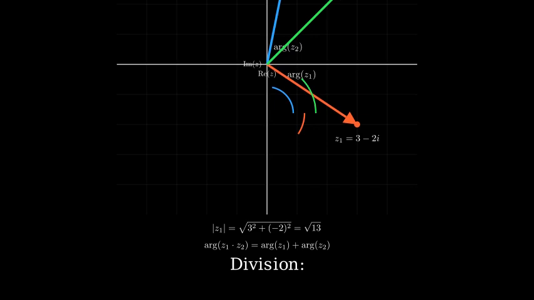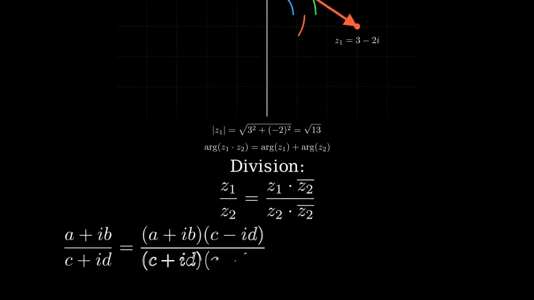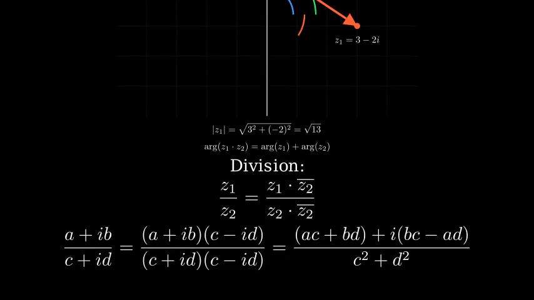Now, let's look at division of complex numbers. To divide one complex number by another, we multiply both the numerator and denominator by the complex conjugate of the denominator. This gives us (a + ib)/(c + id) equals the fraction with numerator (ac + bd) + i(bc - ad), and denominator c² + d².